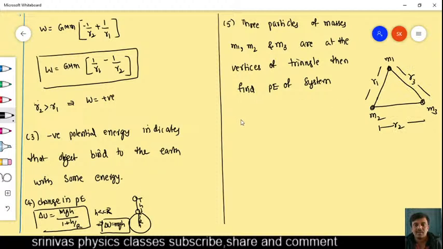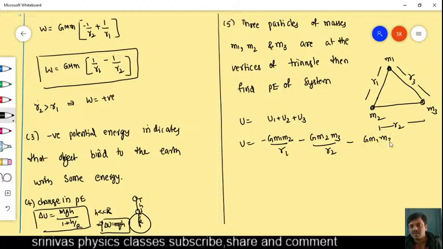Okay. Then what is the potential energy of the system? Between these two particles potential energy is there, and between these two, and between these two. How many combinations occur, that many potential energies will be there. That's why we write U1 plus U2 plus U3. U1 is the potential energy between m1 and m2: minus G m1 m2 by r1. Next, minus G m2 m3 by r2, and between these two also potential energy is there: minus G m1 m3 by r.